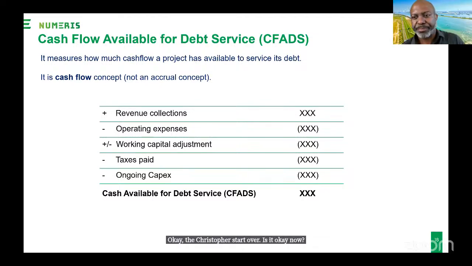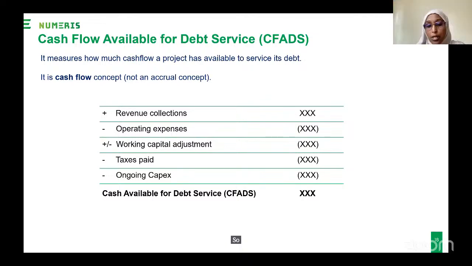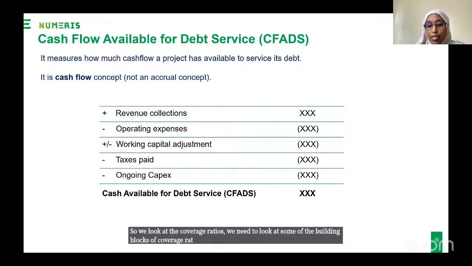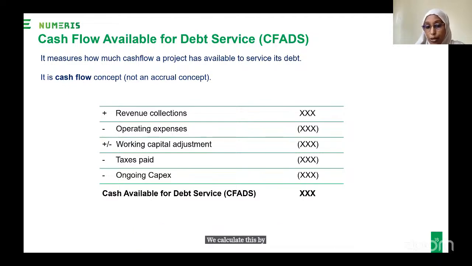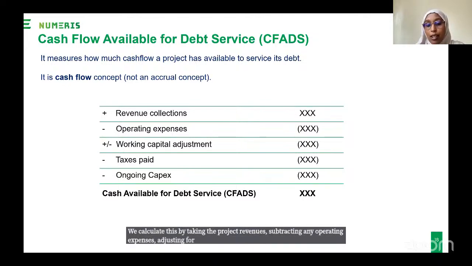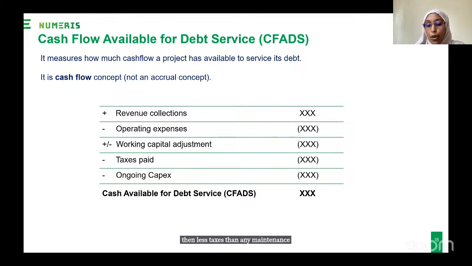So, before we look at the coverage ratios, we need to look at some of the building blocks of coverage ratios. The first one is the CFADS, or the cash flow available for debt service. This is basically the cash that the project generates and is used to meet the debt obligations. We calculate this by taking the project revenues, subtracting any operating expenses, adjusting for any working capital adjustments, then less taxes and any maintenance capex. That's how we arrive at the cash flows available for debt service.